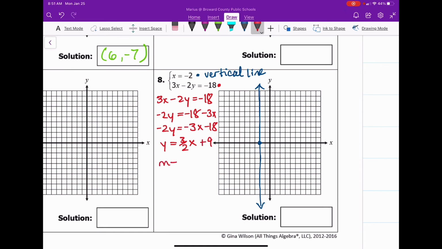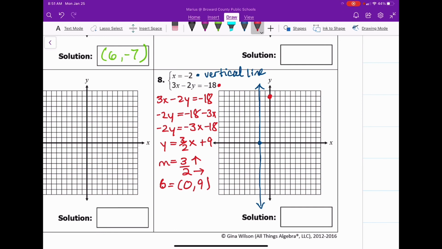So our slope is positive 3 over 2, which means go up 3 and right 2, and my y-intercept is (0, positive 9). Okay, so I plot my y-intercept first. That is going to be right here, okay, positive 9. And then I go up 3, right 2.